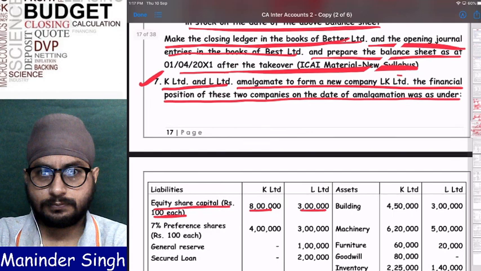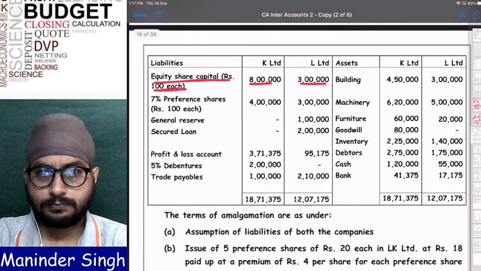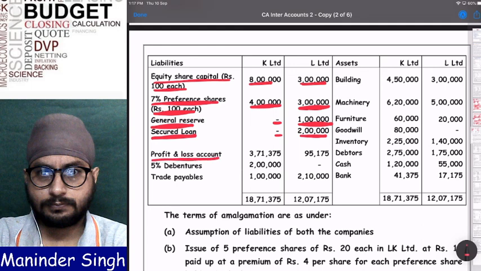So what is here? K Limited and L Limited amalgamate to form a new company, LK Limited. The financial position of these two companies is as follows. Equity share capital 8 lakhs, 3 lakhs. 7% preference shares of 100 each, 4 lakhs, 3 lakhs. General reserve 0 and 1 lakh. Secured loan 0 and 2 lakhs. Profit and loss account 3 lakh 71,375 and 95,175. 5% debentures 2 lakhs and 0. Trade payables 1 lakh and 2 lakh 10,000.